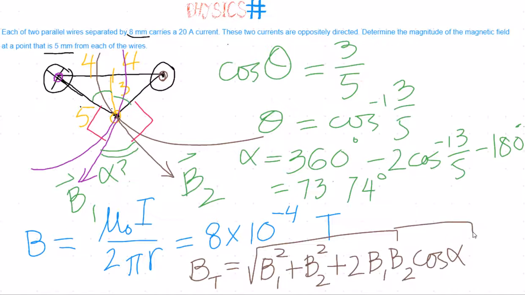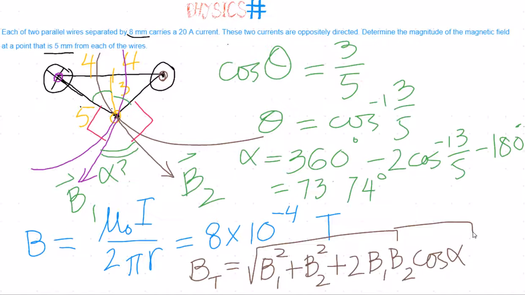So that's the formula. Now both B1 and B2 are equal to each other, which is basically the B that we just computed. So plug that number in, 8 times 10 to the negative 4, and then square it, add them up, and then 2 times the same vector. So basically it's B squared again. B1 times B2 is also B squared, times cosine alpha, which is just cosine 73.74 degrees.